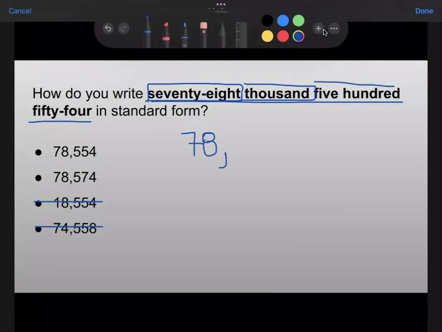The next phrase I see is 500. So that means there's a 5 in the hundreds place. Of my two choices left, both of those have 5s in the hundreds place. So that didn't help me eliminate anything, but I'm one step further. Then this phrase over here says 54. So we would write that as 54, or 5 tens and 4 ones. So this is what the number would look like in standard form. And we can see that it matches our first choice, because our second choice has a 7 in the tens place instead of a 5. So that one would not be correct.